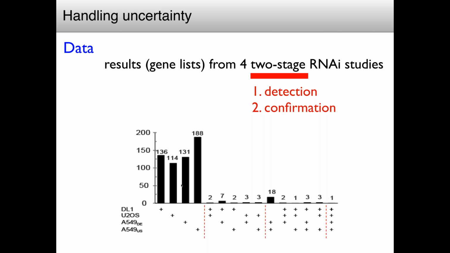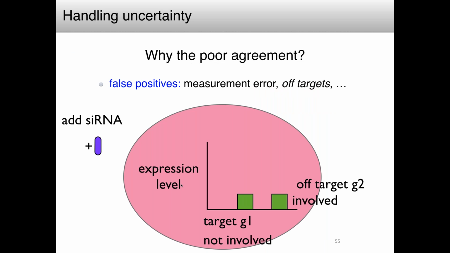Could be because of false positives. Measurement errors are one, but off targets is a big possibility, where you add the siRNA and there's a change in the cell, as indicated by the pink. But actually, the gene that siRNA is targeted at isn't really involved in flu at all. It's just that the siRNA accidentally, and not by design, happens to knock down another gene that is involved in flu, and then you see the phenotype, even though you shouldn't have, really.